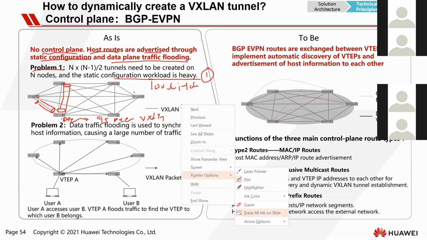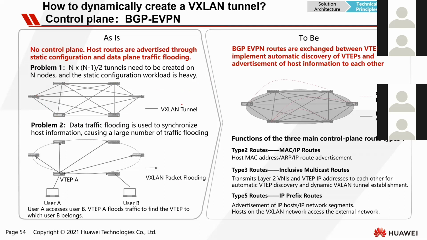Another issue that we will face inside VXLAN is data traffic flooding. It is used to synchronize host information. So for example, when user A wants to access user B, the VTEP A needs to find where the user is. It needs to communicate with all the switches to know where the user is. So before it knows, VTEP A will send the traffic to all the switches just to find user B. After finding user B, only then can it forward the traffic to user B.